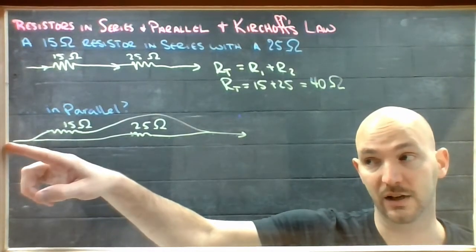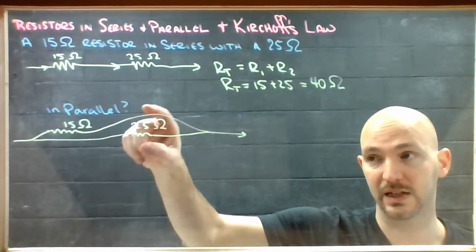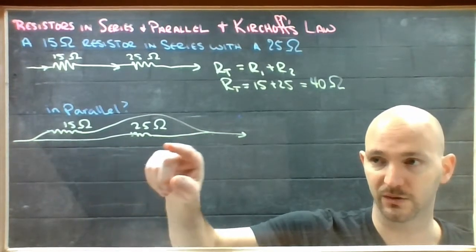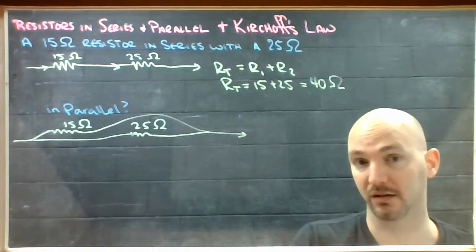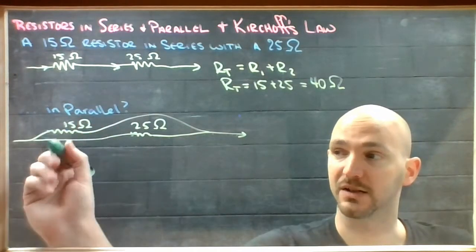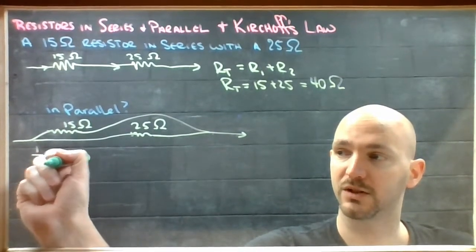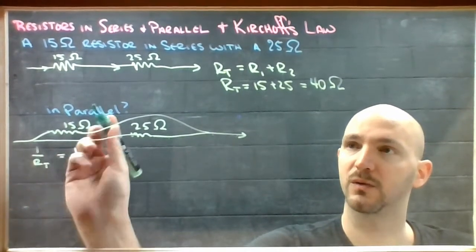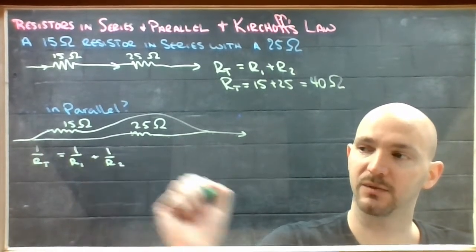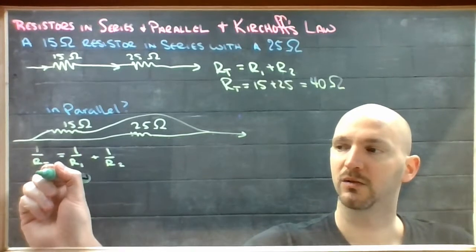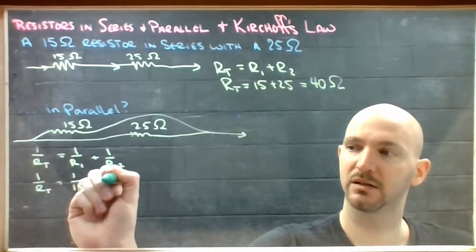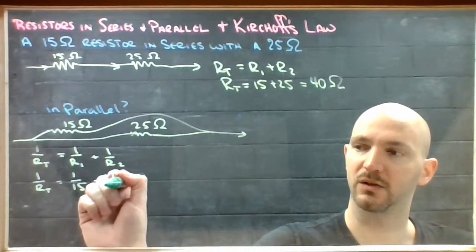But you can see I go from the battery through the 15 and not the 25, from the battery, miss the 15, through the 25. That is drawn in parallel. So the way you do this type of resistor is you do 1 over the total resistance is 1 over the first one plus 1 over the second one. 1 over the total resistance would be 1 over 15 plus 1 over 25.